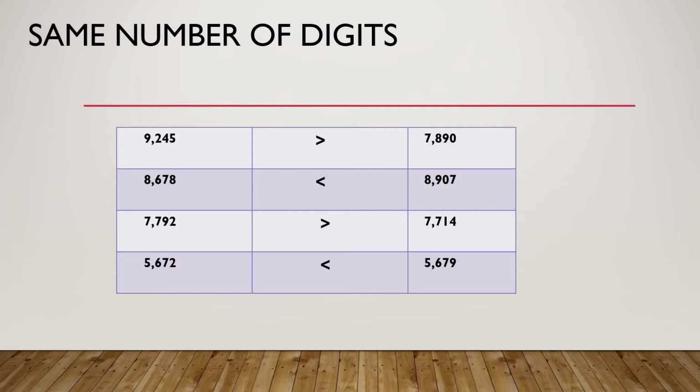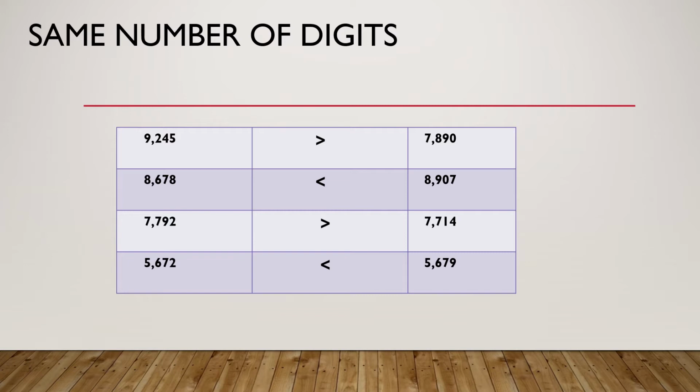We have compared the digits in the thousands place. What exactly have we compared? Well, we have compared the place value. So we have compared the place value of the digits in the thousands place. So the place value of the digit in the first number is 9000 and the place value of the digit in this second number over here, 7890, is 7000. So clearly 9000 is greater than 7000 and hence 9245 is greater than 7890.